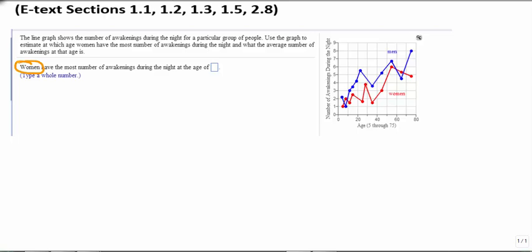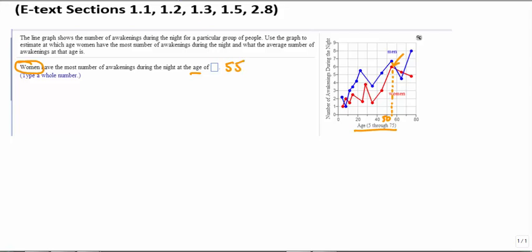Women have the most number of awakenings during the night at an age of, well, if we follow through with this graph we can see that the red graph is highest at this point right here. Now it's asking for the age, and the age is on the horizontal axis. If we come down, each of these tick marks is worth 10 units, so this would be 50 here. Our tick mark is halfway between 50 and 60, so at the age of 55 they have the most number of awakenings during the night.